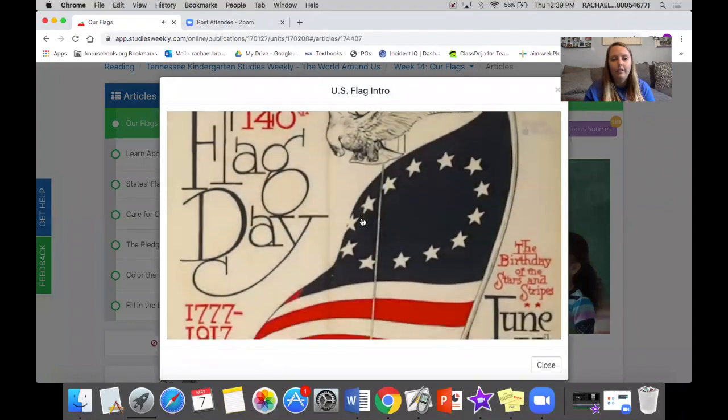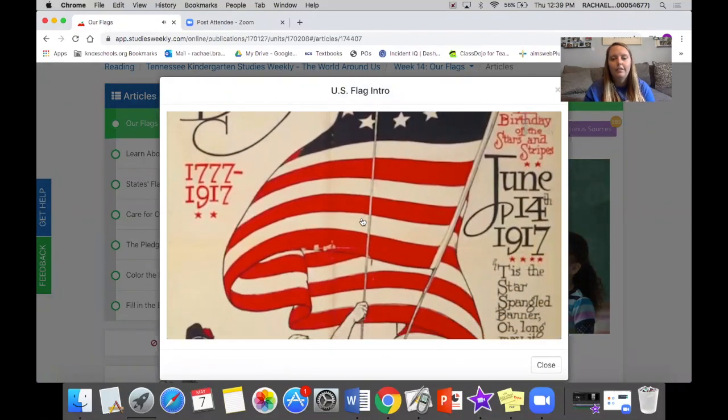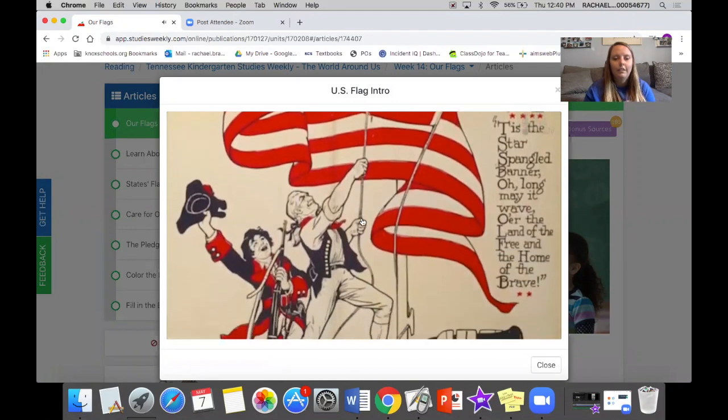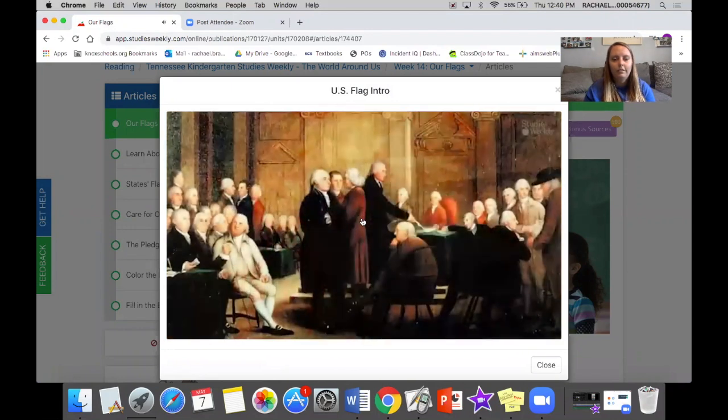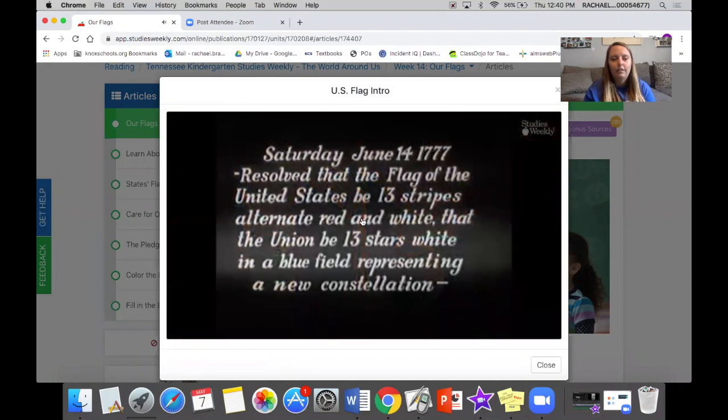Our flag has not always looked like it does today. The 13 red and white stripes have been part of Old Glory since 1776, but the rest of the flag has changed over time. In 1777, Congress passed the following, June 14th. Resolved that the flag of the United States be 13 stripes, alternate red and white, that the Union be 13 stars, white in a blue field, representing a new constellation.